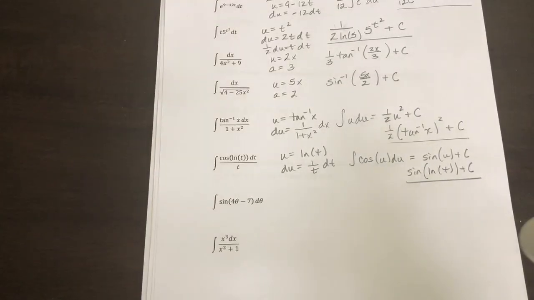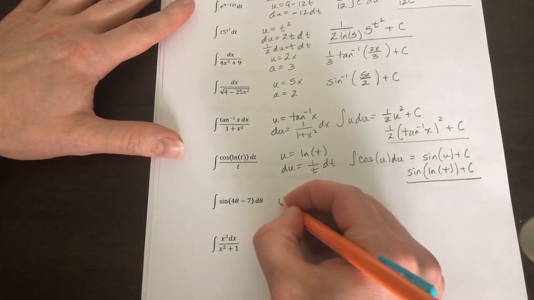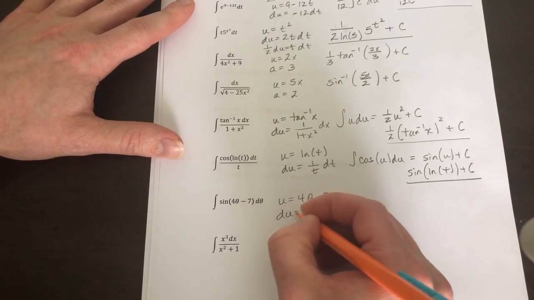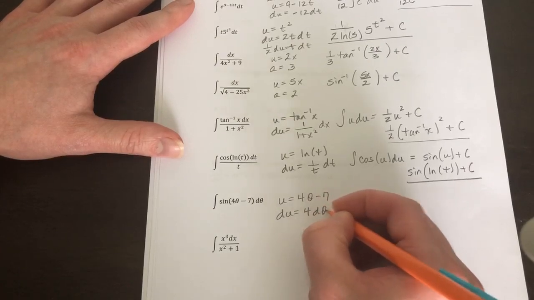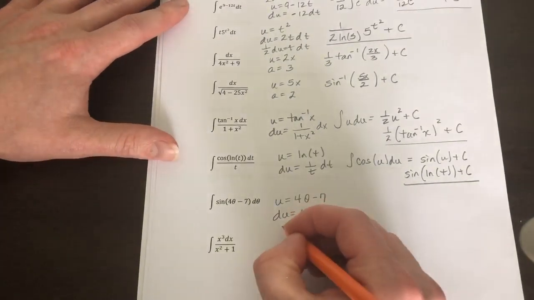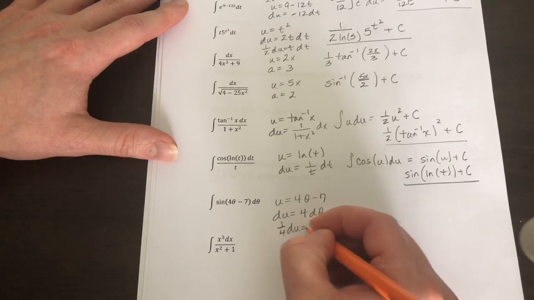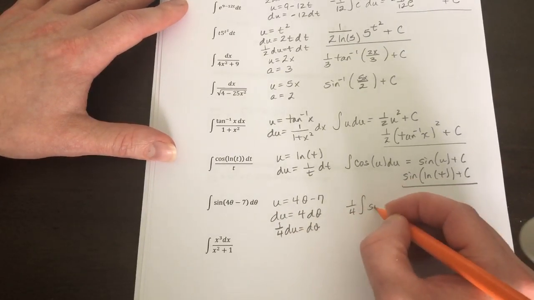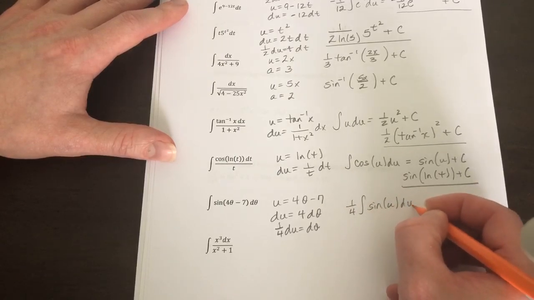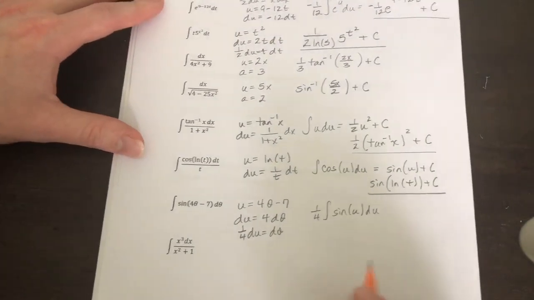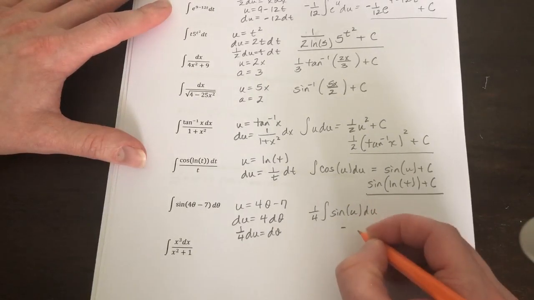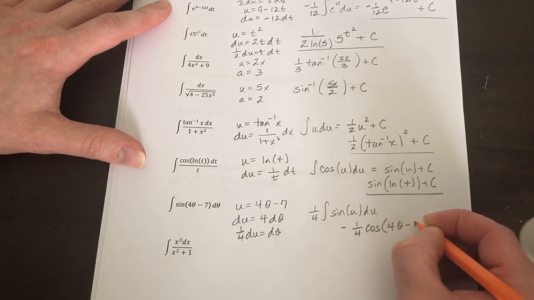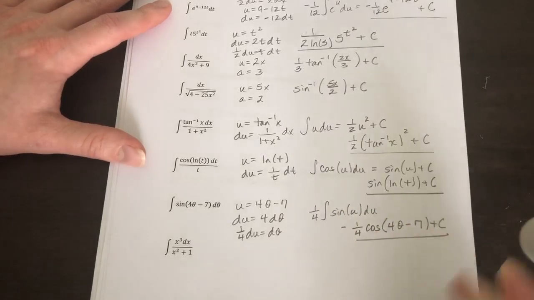Okay, this problem, your u is going to be 4 theta minus 7. Your du is going to be 4 d theta. We don't have the 4 on the outside, so we got to get rid of it. So it becomes 1/4 the integral of sine of u du. Integral of sine becomes negative cosine. And that's what we get.